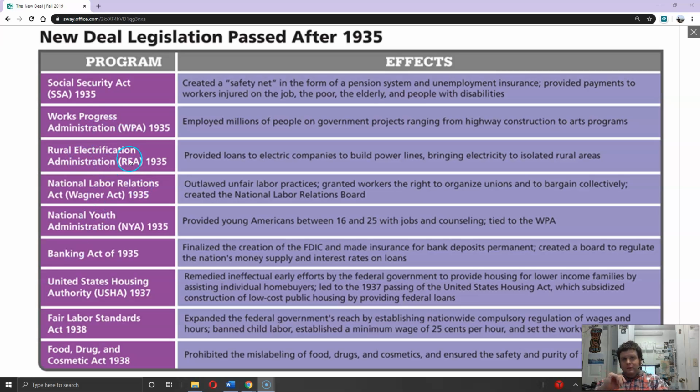So, the big one that everyone thinks about nowadays is the Social Security Act of 1935. You can just think of it as Social Security. And the idea was it's a pension system and unemployment insurance. Essentially what happens is every paycheck a certain amount of money is taken out and put into Social Security. When you reach a certain age and retire, you can collect from Social Security, and you get checks in the mail to help you with your life after retirement.